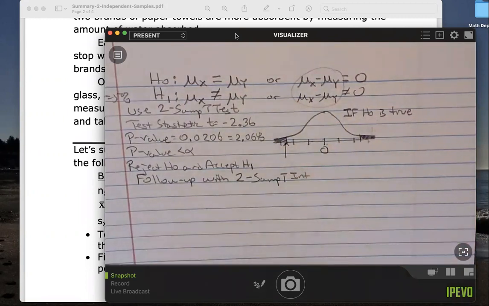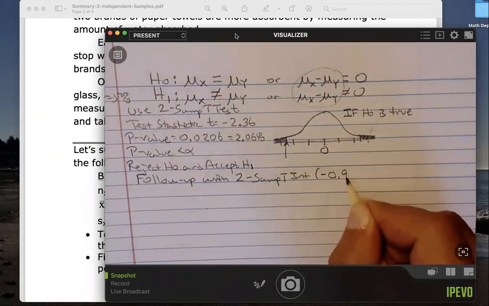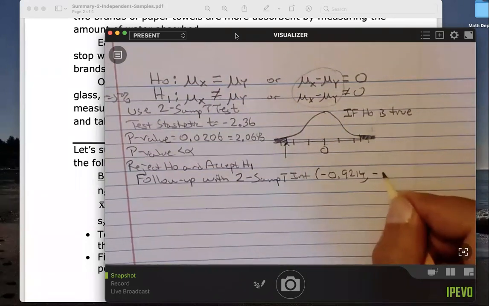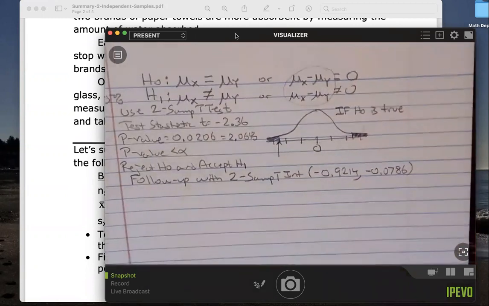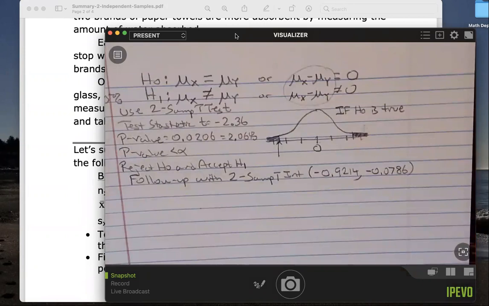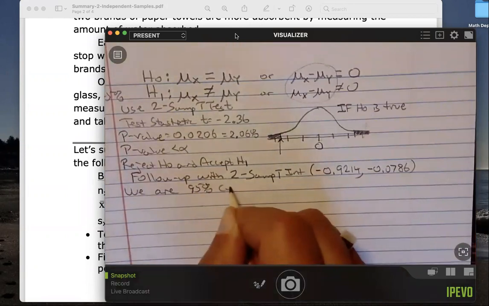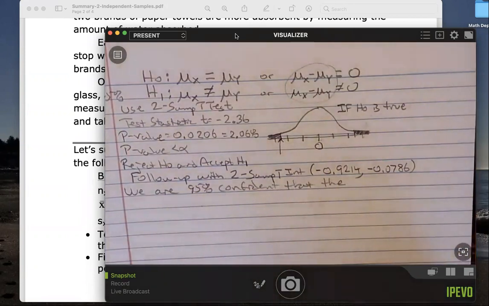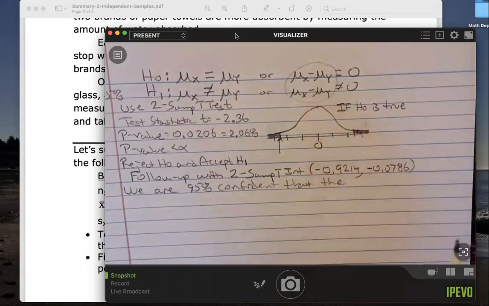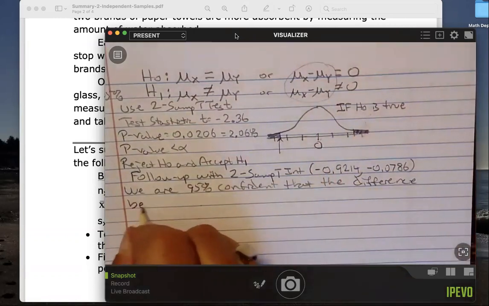How much more absorbent? Well, let's interpret this. Let me write down my interval. I got a negative 0.9214 and a negative 0.0786. So let's put that in words, because you know how we say this is different than how we say it when we are just working with one population. We are 95% confident that the, now this is where it's different. We don't say that the population mean is, no, we say this. What is that? That's the difference between the population means.